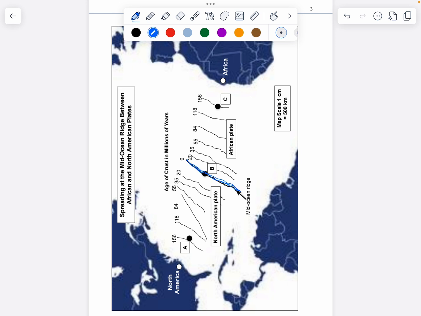And you can see the age of the seafloor by these numbers here. Okay, so I've just picked out the ages that you're going to measure, and then you just plug in the numbers to your calculator, and you should be able to figure out how fast the seafloor is spreading. Okay, so the first thing I want to notice is what is the scale of my map.